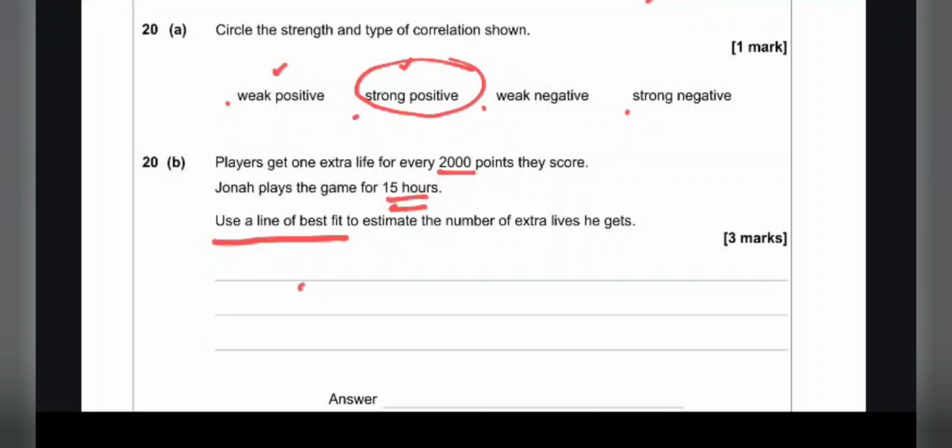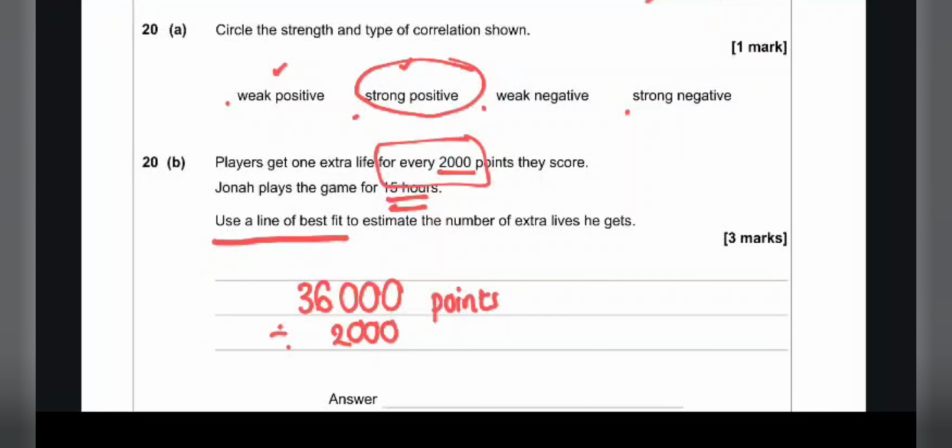So 35 or 36 means 36,000 as said by the label on the axis. And for every 2,000 of those points, there's an extra life. So how many 2,000s are there in 36,000? Cancelling down those thousands, so you've got 36 divided by 2, which gives you 18 extra lives.